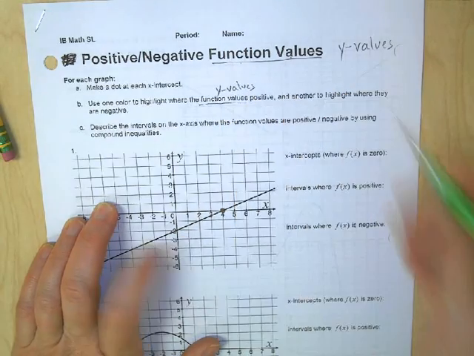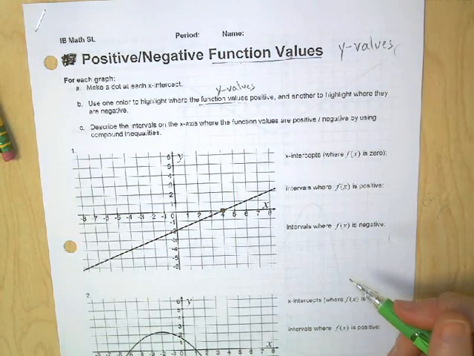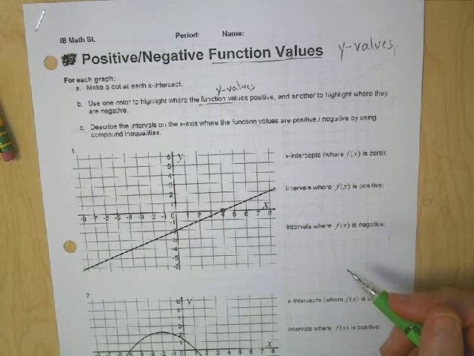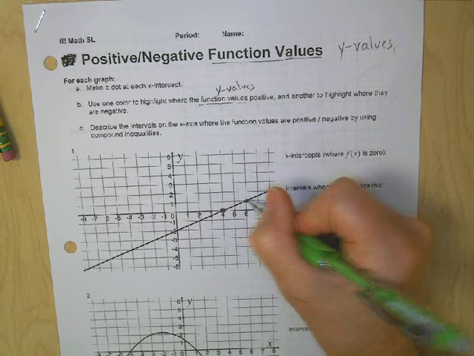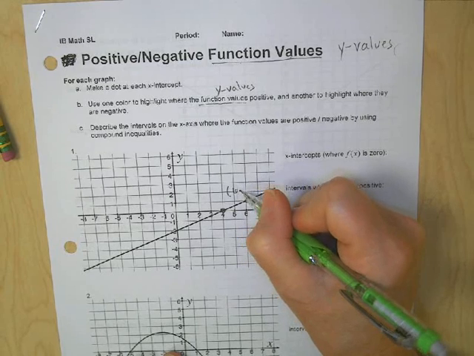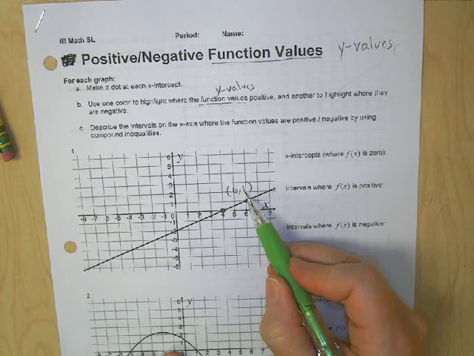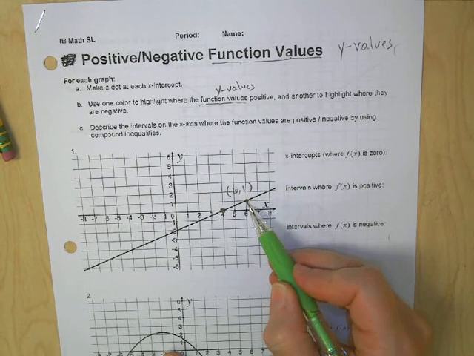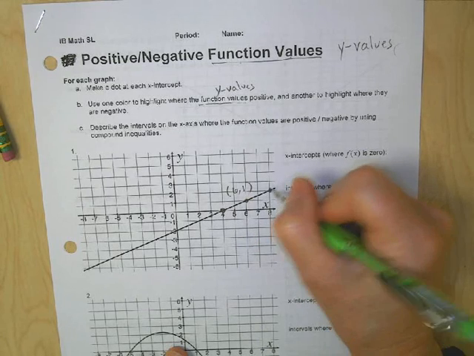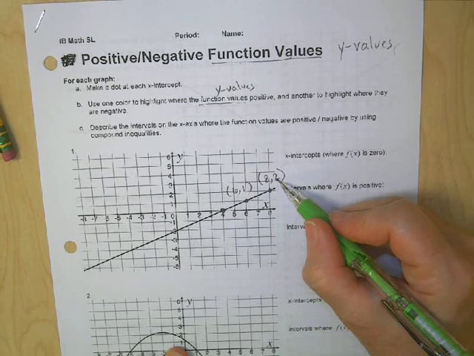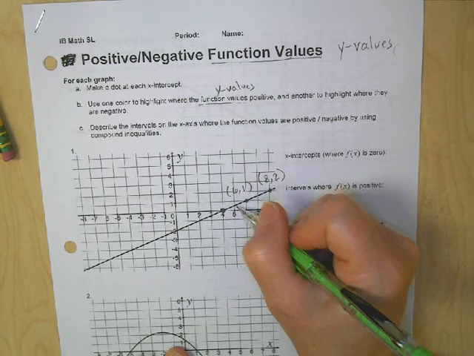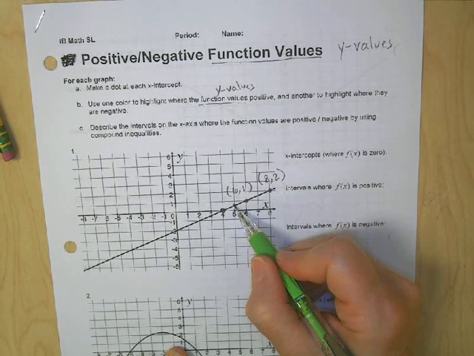Positive. So if I look on my graph, where are my points that have positive y's? Think about right here, this has the coordinates (6, 1). See how the y value is positive? So right here has a positive y value. Here I have (8, 2). Again, positive y value. Right here I have (5 1/2), positive y value.